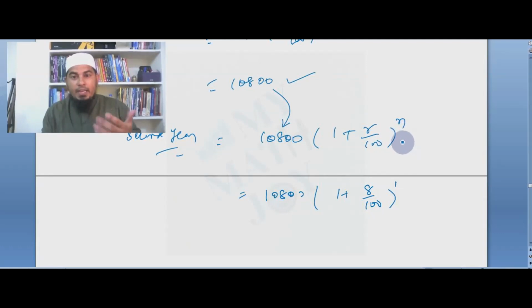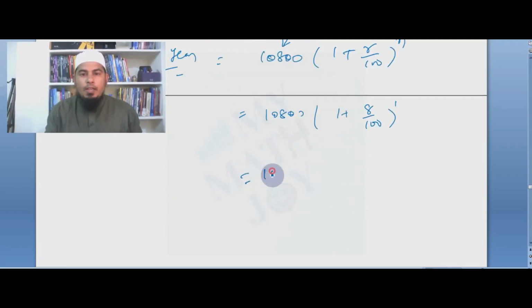Again, for the second year, I have taken the previous year's answer as P. I have changed P, so you need not write 2 here. If you want 2 here, then you have to write P times 1.08 on 10,000 only. Okay, so 10800.